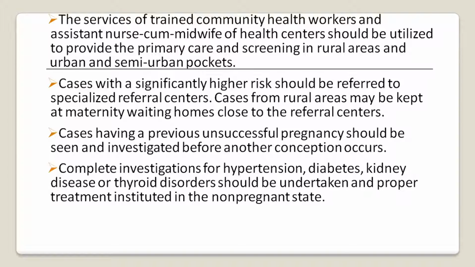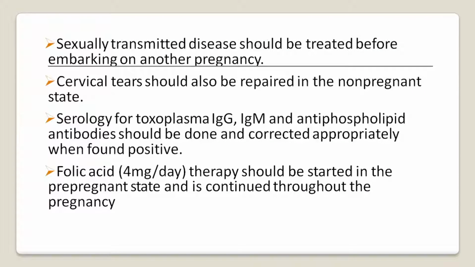Cases having a previous unsuccessful pregnancy should be seen and investigated before another conception occurs. Complete investigation for hypertension, diabetes, kidney disease or thyroid disorders should be undertaken and proper treatment instituted in a non-pregnant state. Sexually transmitted disease should be treated before embarking on another pregnancy. Cervical tears should be repaired in the non-pregnant state. Serology for toxoplasma IgG, IgM, and antiphospholipid antibodies should be done and corrected appropriately when found positive. Folic acid 4 mg per day therapy should be started in the pre-pregnant state and continued throughout the pregnancy.